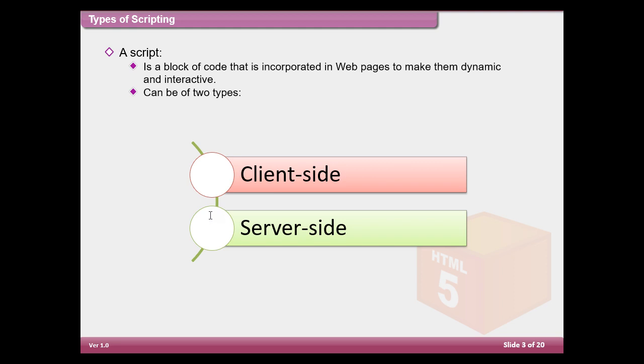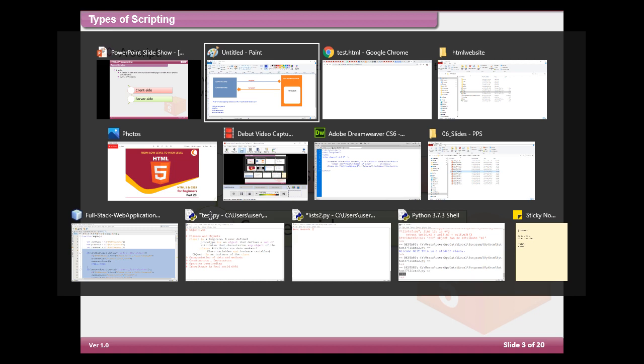So now, how many types of scripts do we have? We have two kinds of scripts. One is client-side script, another is server-side script, right? After client-side script, inshallah, we'll learn the server-side script also. So shall we move on? What is JavaScript now? JavaScript is a client-side, non-object-oriented scripting language. Now, is scripting interpreted or is scripting compiled?